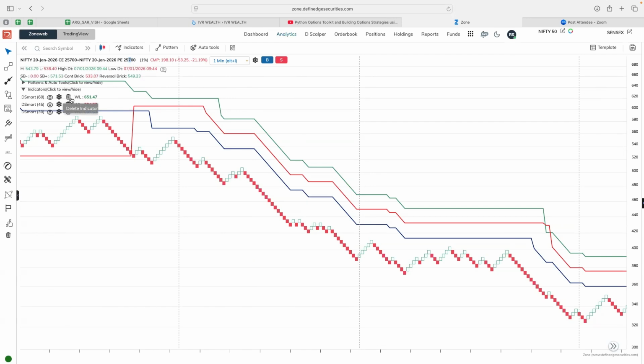And the system works in such a way that as and when it closes below all three D smarts, you enter. The risk is around, if you see here, 527 or 522 to 632, 110 points. At a lot size of 65, you're looking at 6,000 to 7,000 loss. Let me keep a buffer. I will keep 150 points as the max loss that you're going to accept in this system.